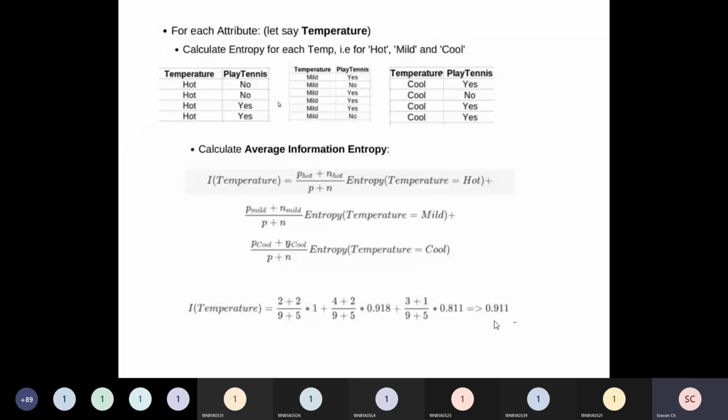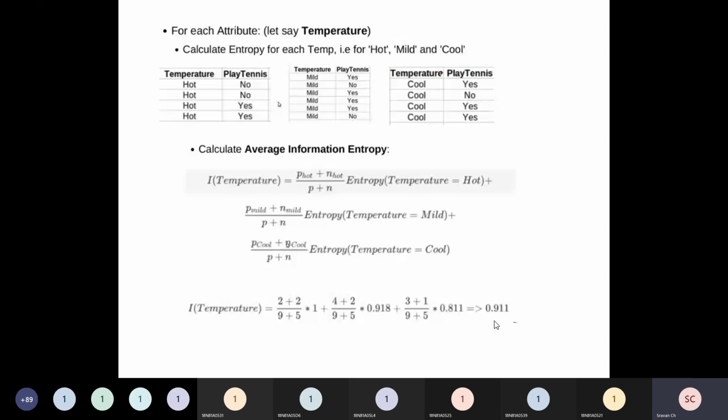And why do I get three values? Because I have three subsets. So P hot plus N hot. How many P hot? We have 2. N hot 2. Positive examples for hot are 2, negative examples are 2. 2 plus 2, 4 by 9 plus 5, 14. 4 by 14 into what is the entropy? When we have an equal number of examples, entropy will be 1. So into 1 plus 4 plus 2.